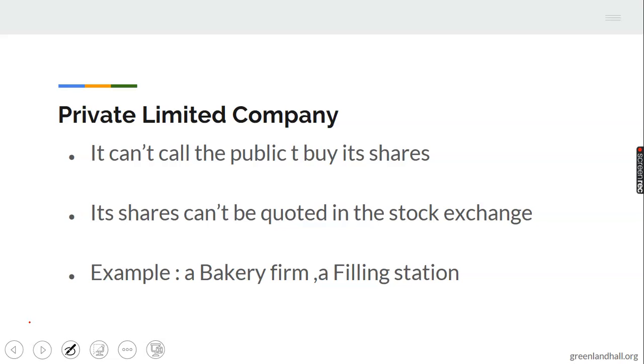Examples of a private limited liability company include a bakery firm, a filling station, or a company producing an item like toothpaste, or a tablet soap, or a beverage.